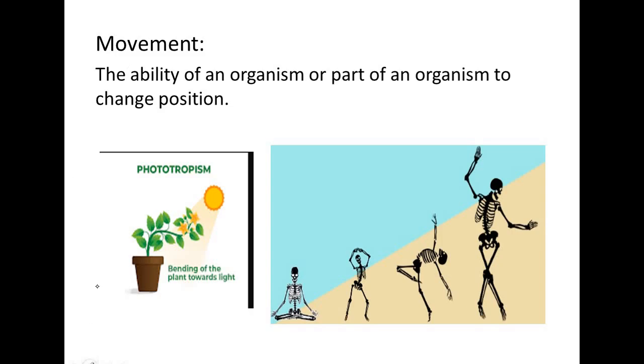The first character is movement according to our mnemonic, MRS GREN. Movement is the ability of an organism or part of an organism to change position. That means every living organism moves from one place to another for food, shelter, and mate. This is the whole displacement of the organism from one place to another. Here you can see plants also show movement, that is towards sunlight. That is called phototropism, bending of the plant towards light.